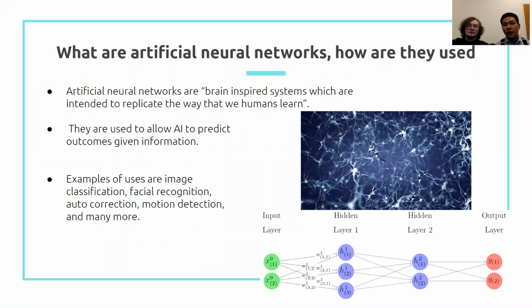So what are artificial neural networks and how are they used? Artificial neural networks are brain-inspired systems which are intended to replicate the way that we humans learn. On the top right is an image of a web of neurons in the human brain, and the bottom right is an artificial neural network. In the image of the human brain, there's a web that connects the neurons. We're going to replicate this with layers and connections between the neurons and the layers. So the input layer has connections to hidden layer 1 with these little lines that we'll call weights. We're going to use the AI to predict outcomes given information. Some example uses of this are image classification, facial recognition, autocorrection, motion detection, and many more.